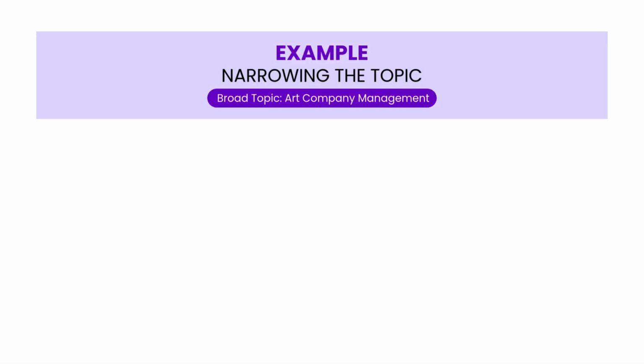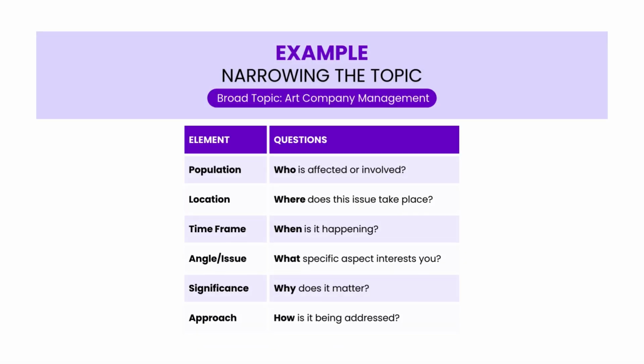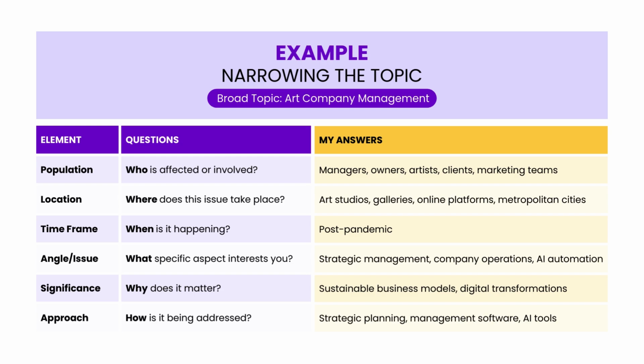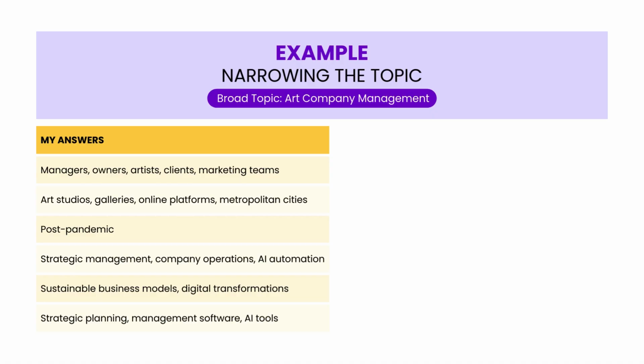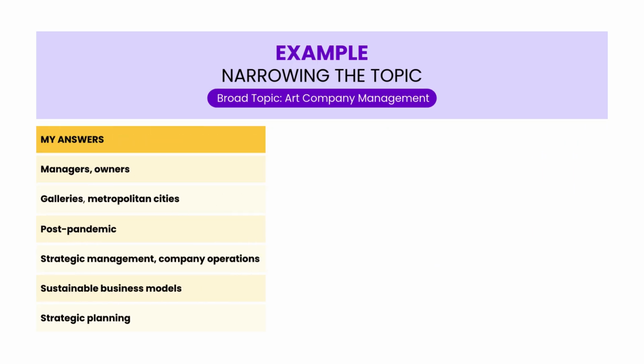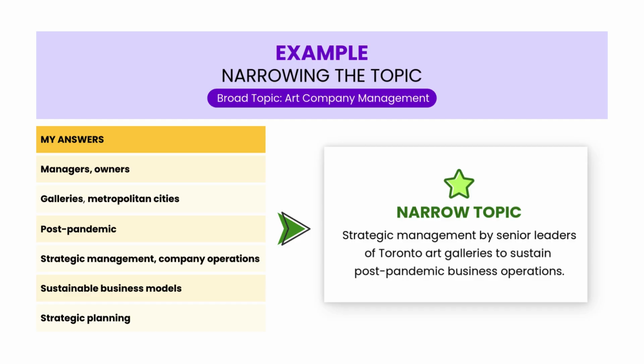Let's continue with the art company example, and use the information I learned earlier to help answer each question. These answers reflect my interests, and aren't the only possible answers for this topic. For example, I will focus on a post-pandemic time period, but other time frames are valid too. After reviewing my answers, I highlighted the elements I want to keep, like focusing on senior leaders, rather than all staff. I then pulled these together into a clear research topic. Compared to my original broad topic, this is much more focused.